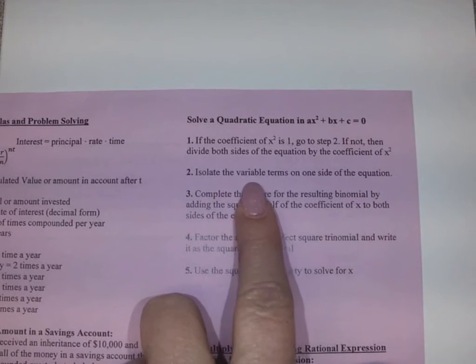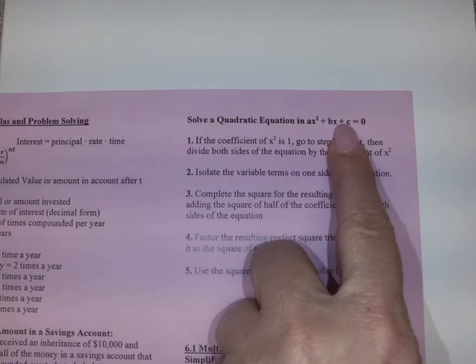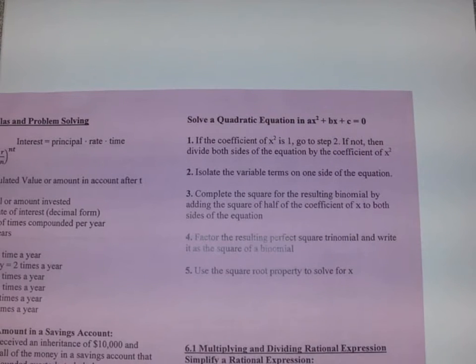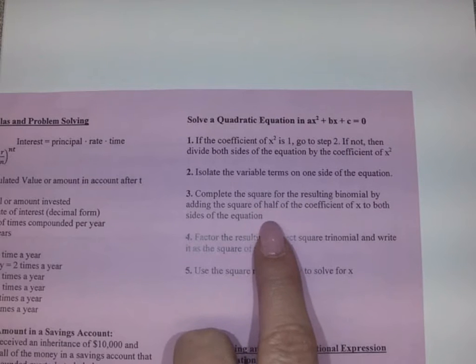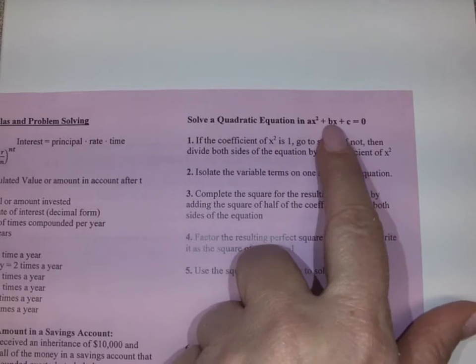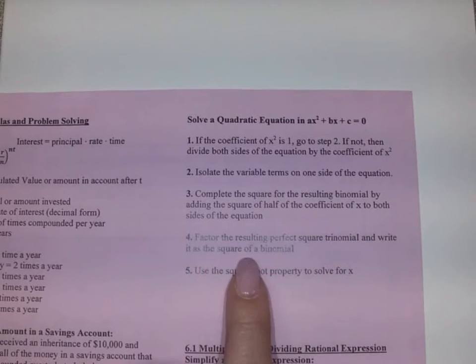You want to isolate the variable terms on one side of the equation. That means we're going to move our c value over. You'll see this as we go through. And then you can complete the square for the resulting binomial by adding the square of half of the coefficient of the x, which is the b over 2, to both sides of the equation. We'll factor it, and we'll use the square root property to solve for x.